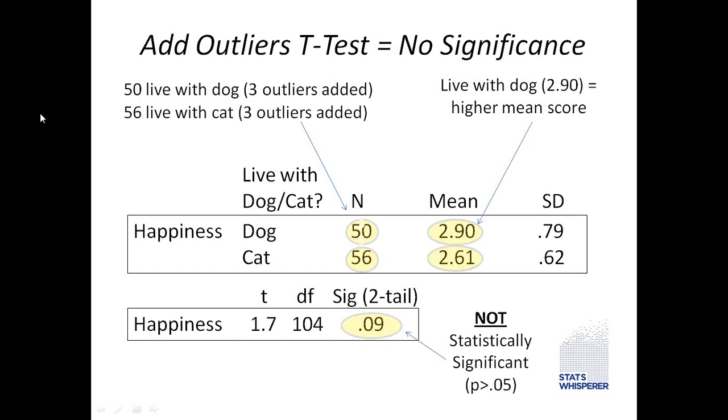But if we just add 3 outliers to each group, 3 low happiness scores of 1.0 to the dog group and 3 high happiness scores of 5.0 to the cat group, all of a sudden the means change. Instead of 3.02, the mean for the people that live with a dog is 2.9 and for a cat is 2.61. So it's closer, but more importantly, the significance, instead of 0.000, is above 0.05. It's 0.09. So what it's saying now is, if you'd done the second test first, there's not a significant difference in happiness scores for people that live with a dog or a cat.